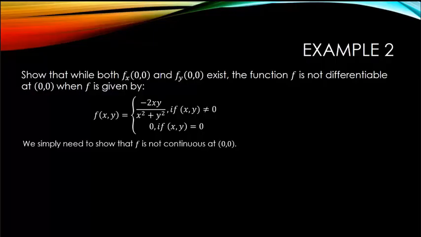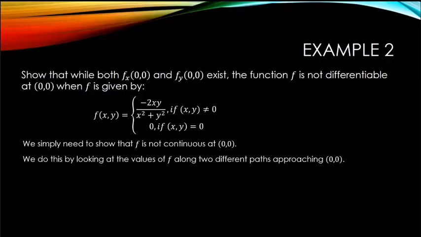The easiest way to do this is by looking at the values of f along two different paths that are approaching the point 0, 0. I'm going to pick a path along y equals x. The limit as xy goes to 0, 0 is given by the limit of negative 2x squared over 2x squared, which is equal to negative 1.